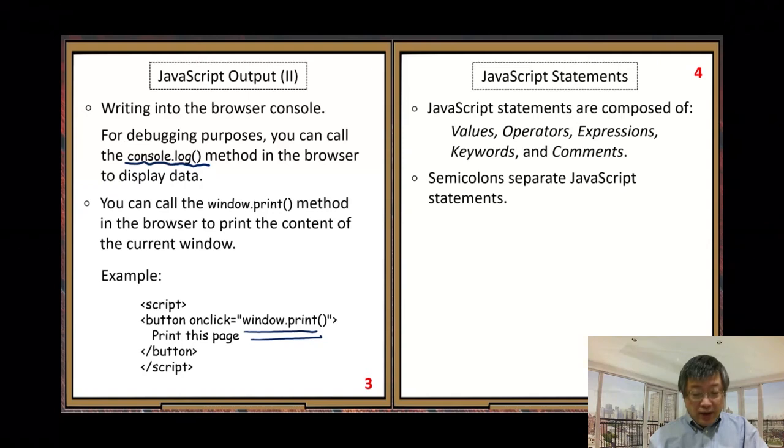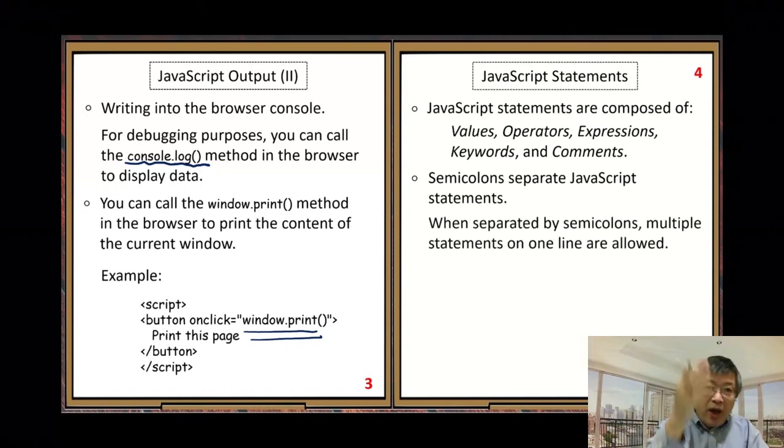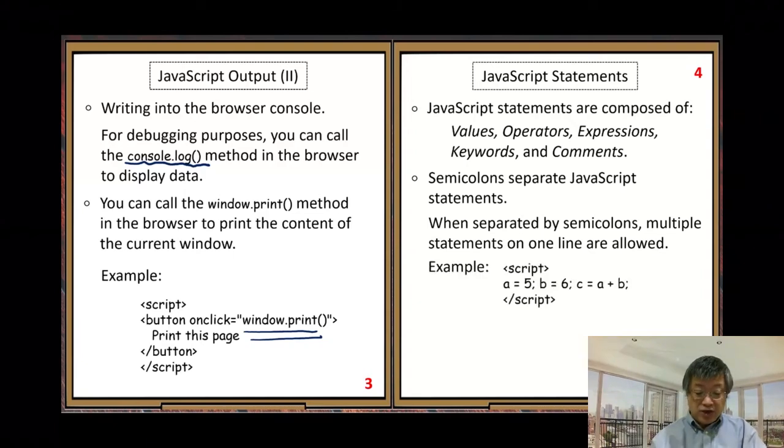And the rule for semicolons: when separated by semicolons, multiple statements on one line are allowed, because there is no confusion. In this example, you can see this line has three JavaScript statements separated by semicolons.